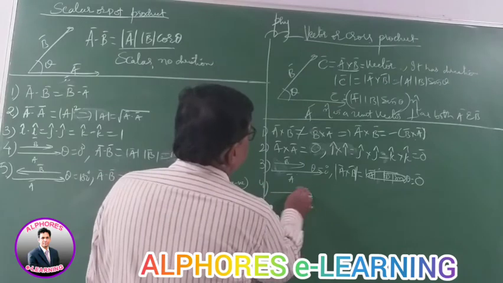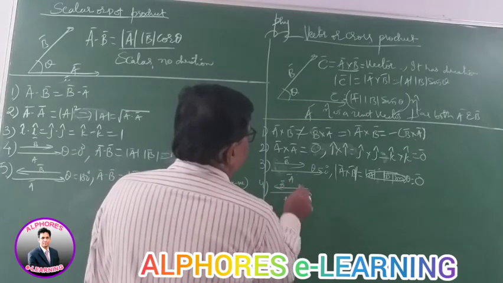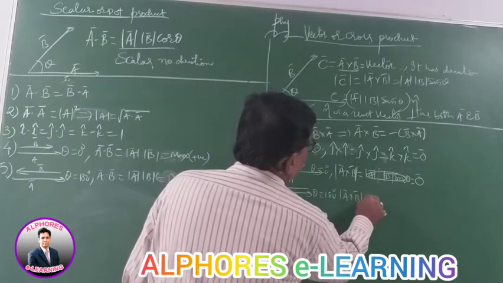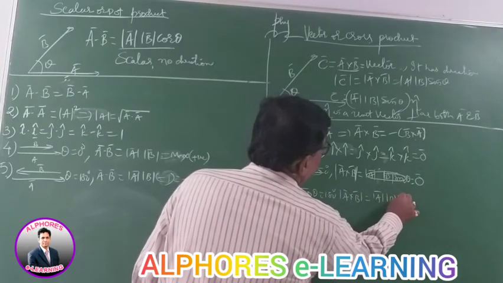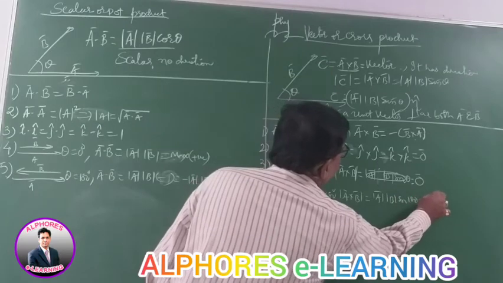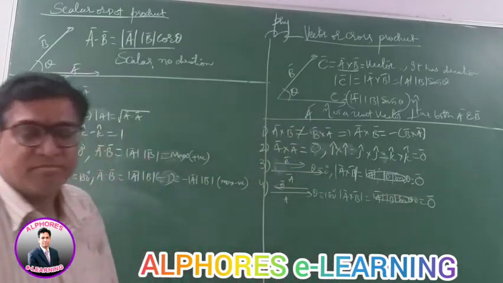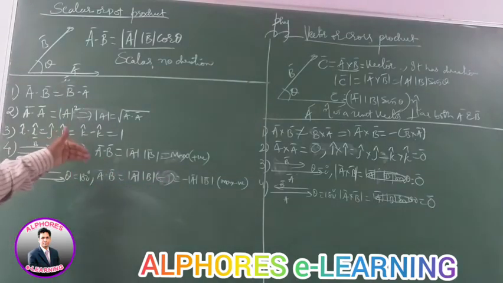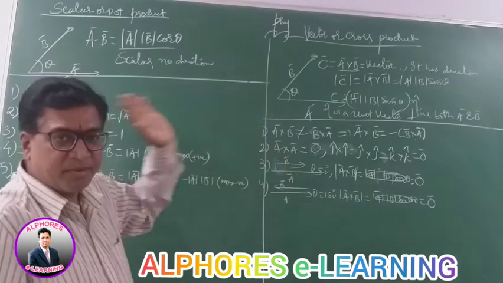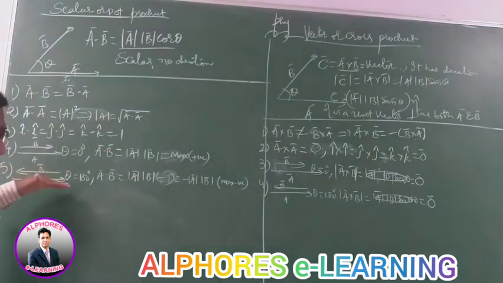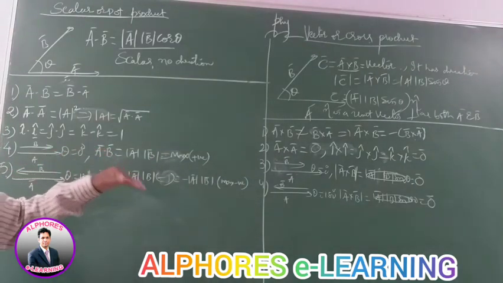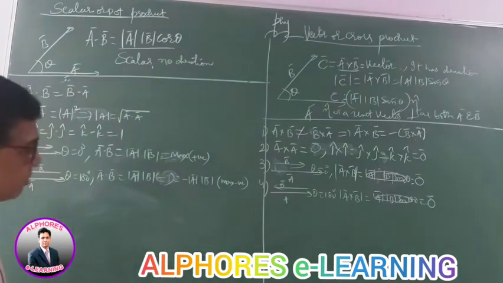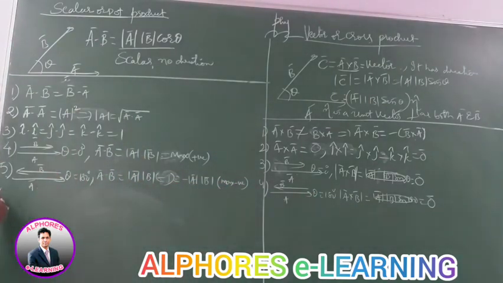If the same vectors are anti-parallel, theta 180, and I take the cross product A cross B, it's mod A mod B sin 180. So when the angle is 0, cross product is 0 and dot product is positive maximum. When theta is 180, dot product is negative maximum and the cross product is 0.